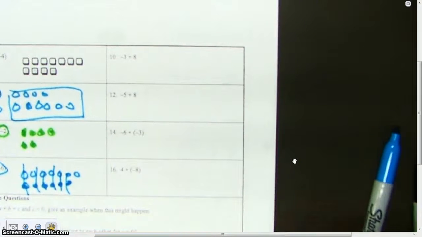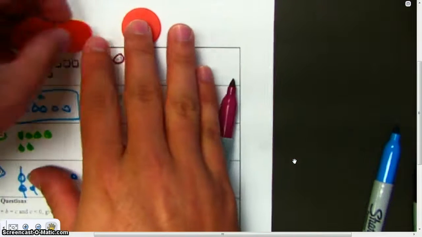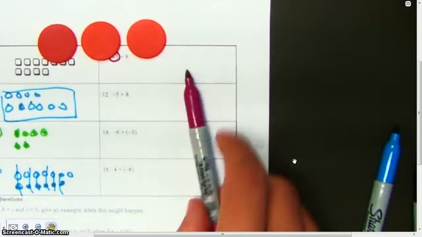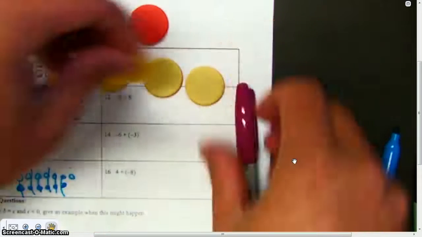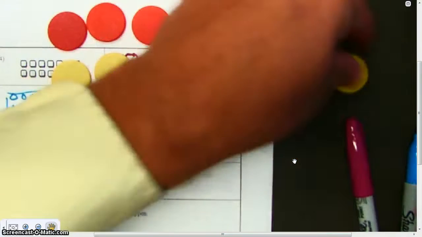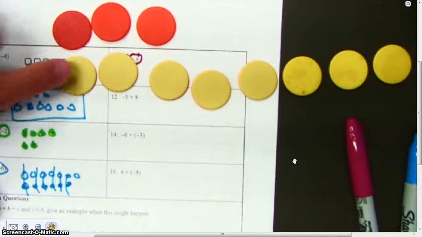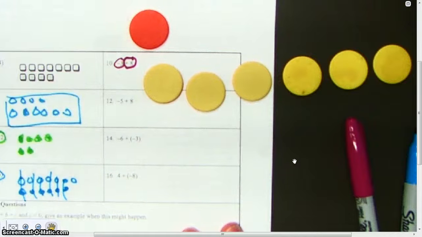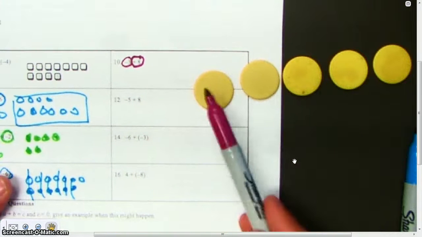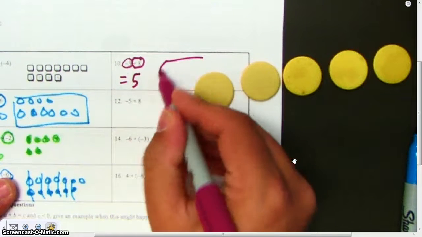Number 10. We start with 3 negatives. I'm not going to draw them from this point forward. I'll let you do that. So there's 3 negatives. Then we're going to add to that 8 positives. And it looks like we have, this is 0, so 0 when I add it doesn't change the number, so we're going to get rid of that 0. Going to get rid of that 0. And then what's left? 1, 2, 3, 4, 5, and they're all positive, so it equals +5. Do not forget to draw the chips there.